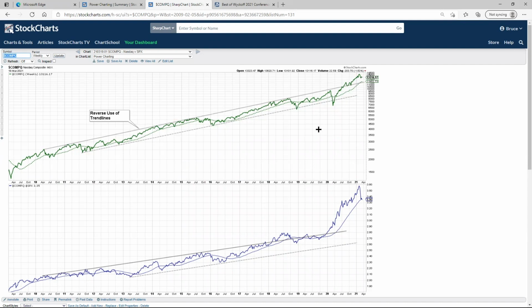So now we are up and out, and so it is accelerated up out of the channel, the comp, and we are watching it. This is through today. We are watching it for whether or not it's going to attempt to come back to the upper channel, the reverse use of trend lines channel line here.